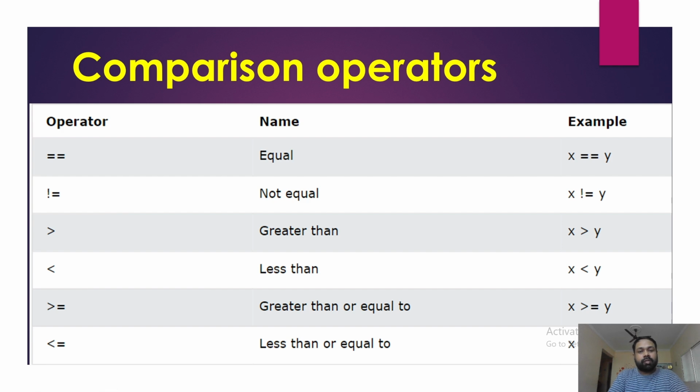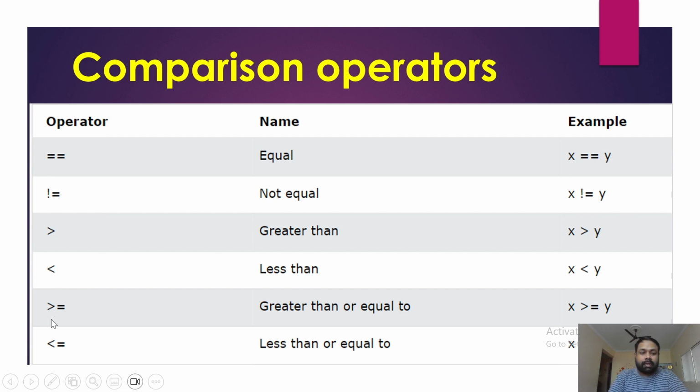These operators are also very well known in mathematics. Double equals to compares LHS with RHS. Not equals to, again, you are checking LHS is not equals to RHS. For example, if you write x is not equals to y, with x value 2 and y value 3, obviously 2 not equals to 3. That's why this statement will be true.